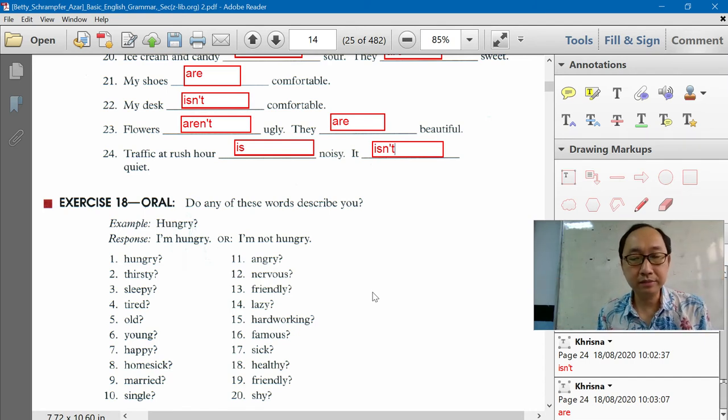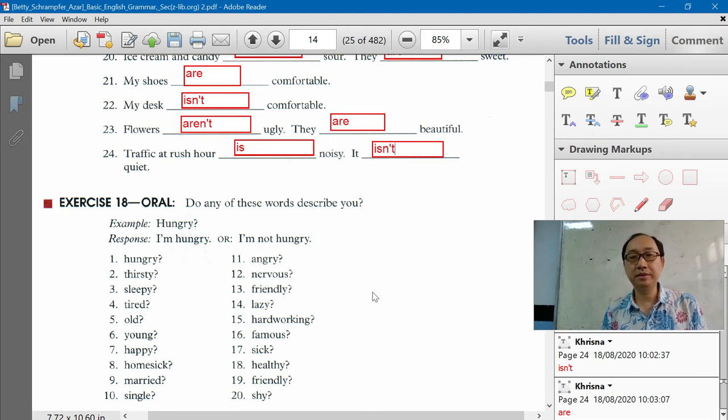Am I old? I don't want to think that I'm old. Am I young? Yes, I want to think that I'm young. How about you? How old are you? No matter how old you are, we are still young, and we are energetic. That's our spirit. And then, am I happy? Yes, I'm happy. Are you? Yeah, we are happy.